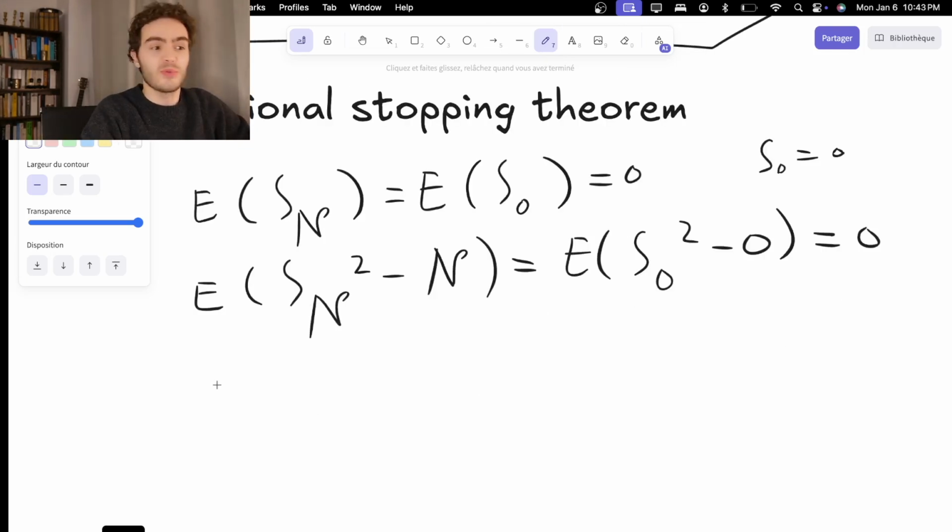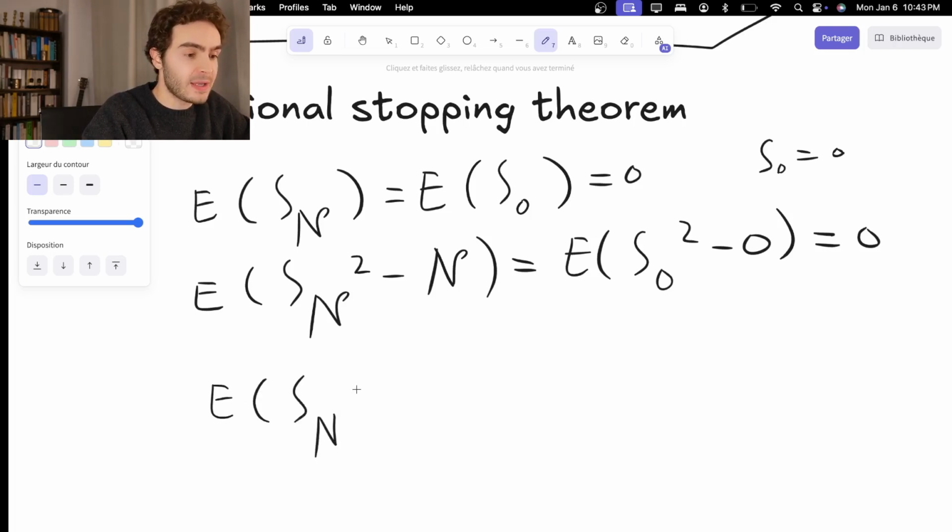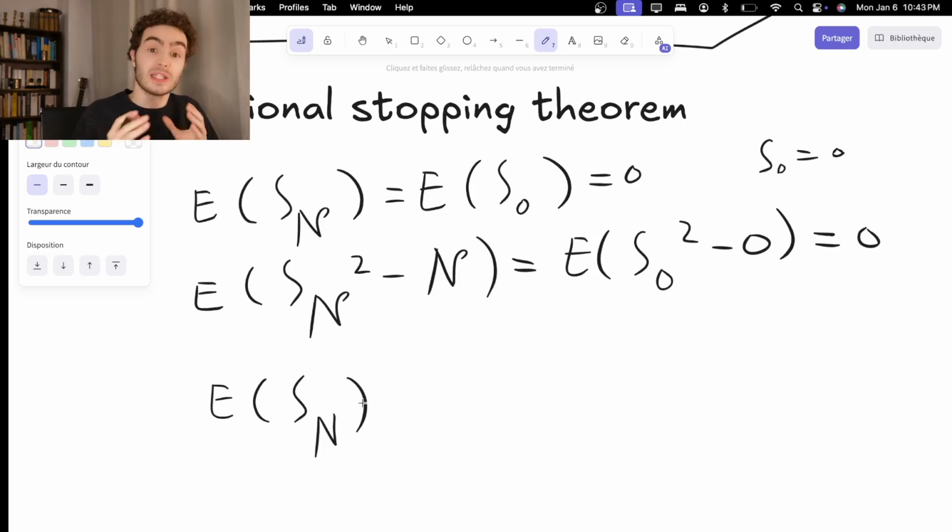Let's solve the first equation. The expected value of S at the stopping time N is the expected value of being either at the bar or at home. Because if we are at the stopping time N, it means that we stopped walking, so we are either at the bar or at home.